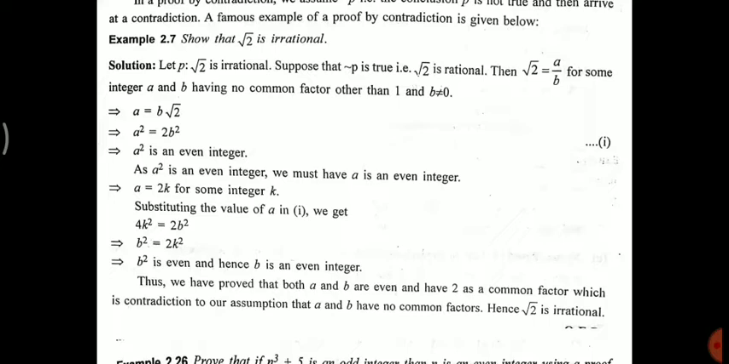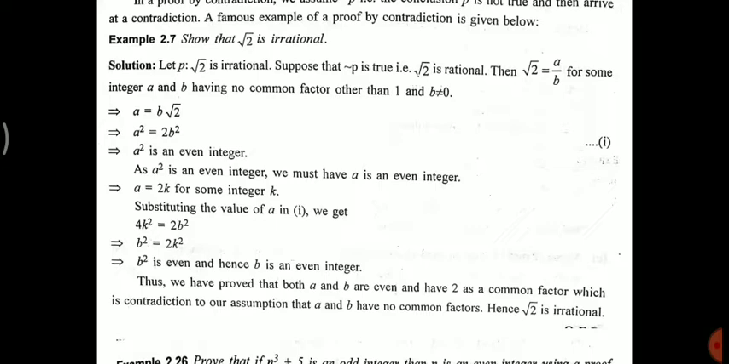If we write root 2 is a by b, we can write a is b root 2, and squaring it, a square is 2b square. If a square is a multiple of 2, then it must be an even integer. If a square is even, a is also even, it is a rule. So if a is even, it can be written as a is equal to 2k, a multiple of 2. If we put a is equal to 2k in relation number 1, we get 4k square is 2b square, so b square is 2k square. Again b square is an even integer, hence b is even.